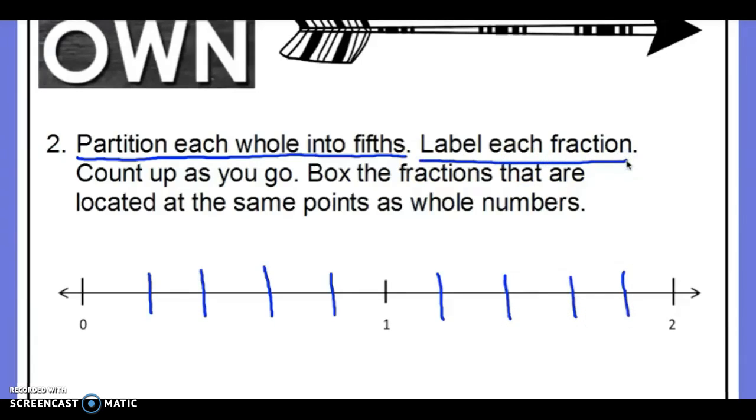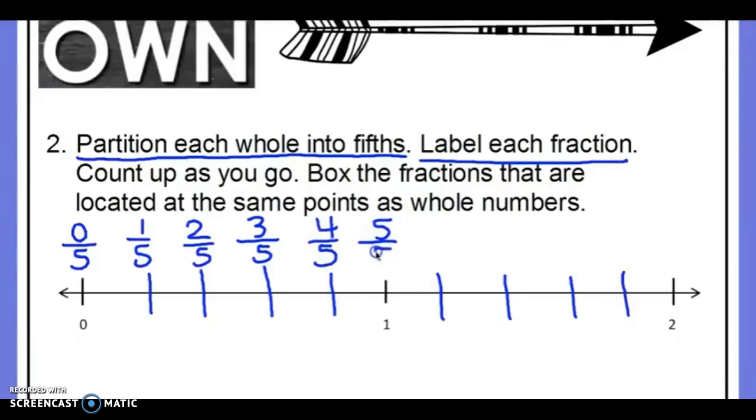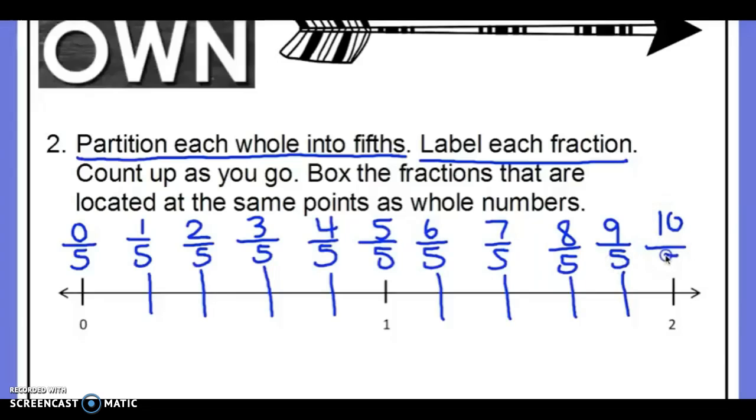Now I'm going to label each fraction. 0 is the same as 0 fifths, and I will count up: 1 fifth, 2 fifths, 3 fifths, 4 fifths, 5 fifths, 6 fifths, 7 fifths, 8 fifths, 9 fifths, 10 fifths.